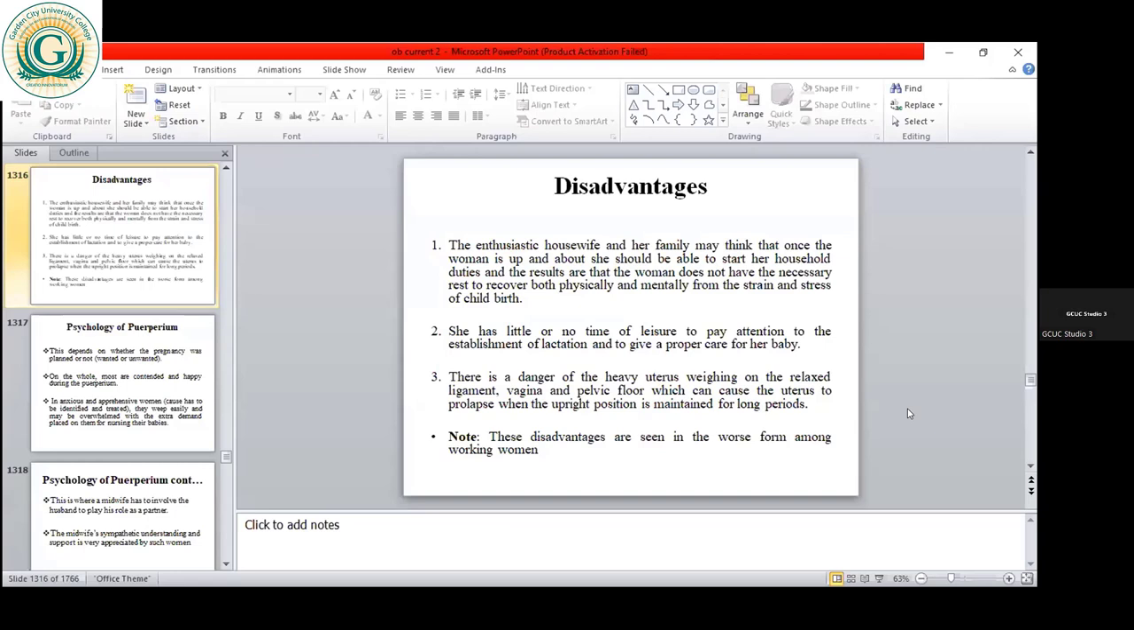Heavy uterus weight on the relaxed ligaments, vagina and pelvic floor can cause the uterus to prolapse when the upright position is maintained. Because the baby has passed through, the ligaments have been stretched. If pelvic floor exercise is not properly done and the mother becomes so active, it can cause the uterus to prolapse. These disadvantages are seen in the worst form among the working women, as I've said already.